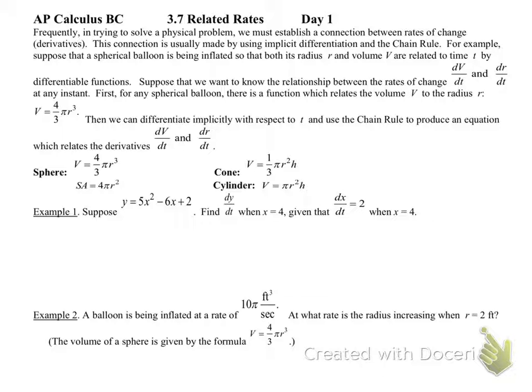So when we were doing optimization, you got everything in terms of one variable. When you're doing related rates, that won't necessarily be the case. But you do need to pay attention because there will be times when that will be necessary. So one thing that we talk about is the rate of change in volume with respect to the rate of change of the radius of a spherical balloon.